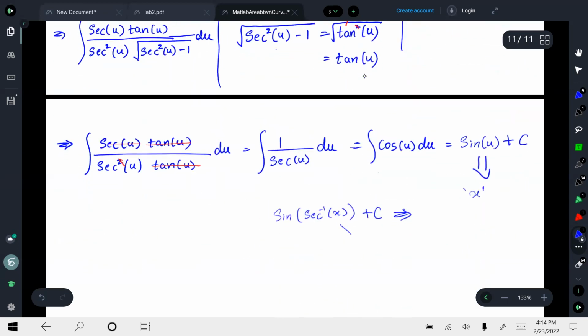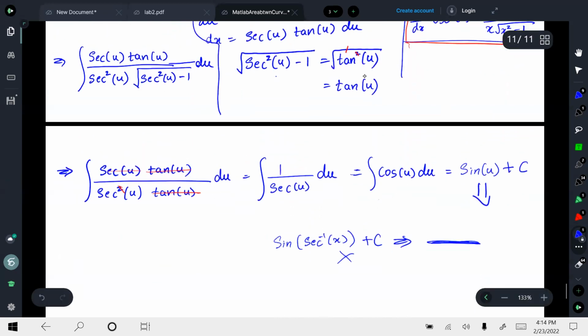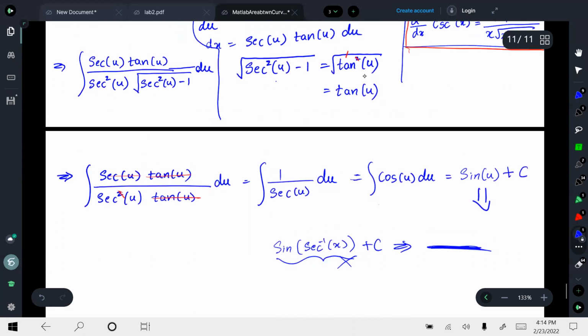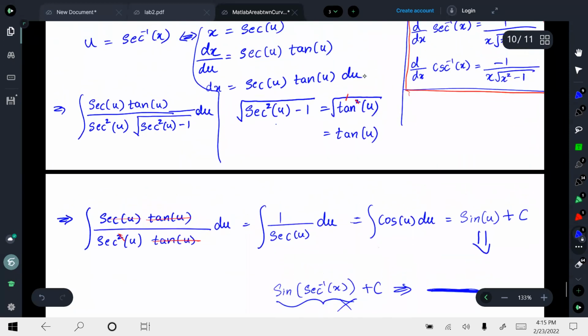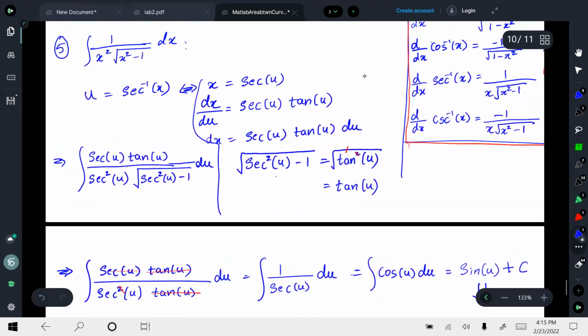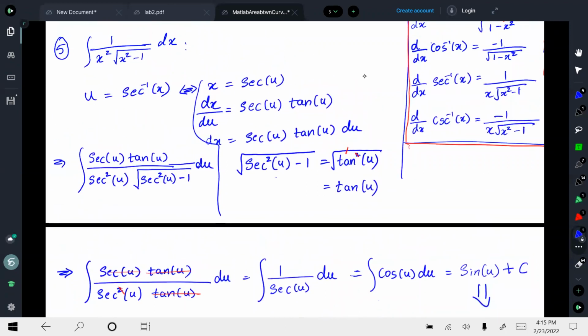Now this is not the final answer. You will get one more final answer when you plug in what secant inverse of x is. When you simplify this, you will get a final expression, and I need that expression. That will be your final answer, so I will leave that final step to you. So this will complete lab 5.